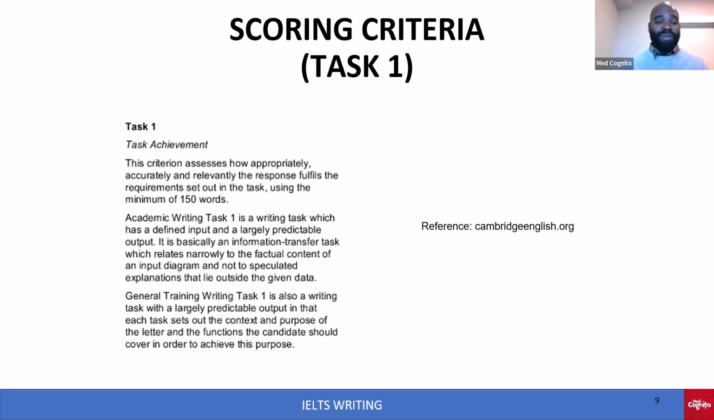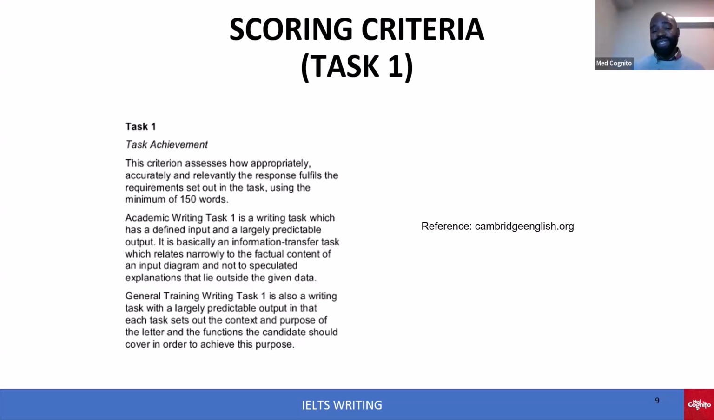It's basically an information transfer task which relates narrowly to the factual content of an input diagram and not to speculated explanations that lie outside the given data. And so what we are saying here is that you stick to your data. You have been given data in the form of a graph, table, or in some other form. You've been asked to summarize it, make comparisons. You stick to that. You stick to the facts within that. Your opinion regarding the facts given is not required in this task.